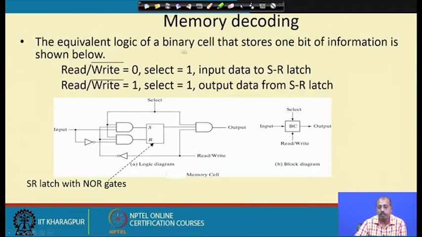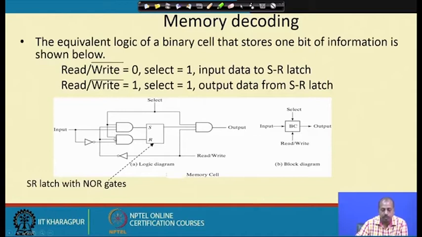The equivalent logic of a binary cell that stores 1 bit of information is like this: if read write bar is equal to 0 and select is equal to 1, then the input data is put into the SR latch. If read write bar is 0, that means we are trying to do a write operation. The select line is actually the enable line of the memory chip, you can say. At this location I am trying to write the value, so whatever is coming at the input should be stored here.